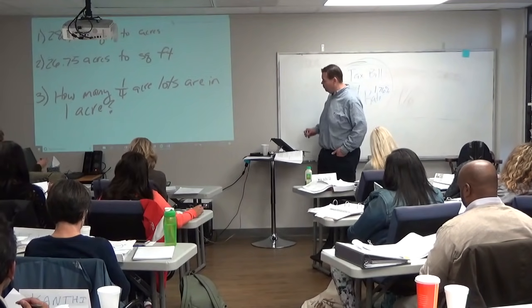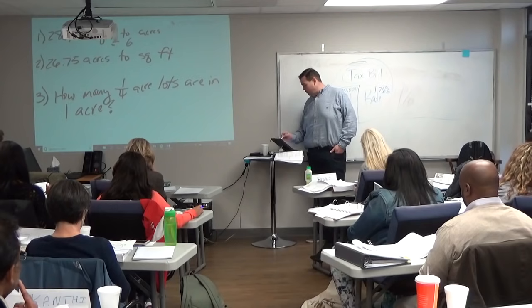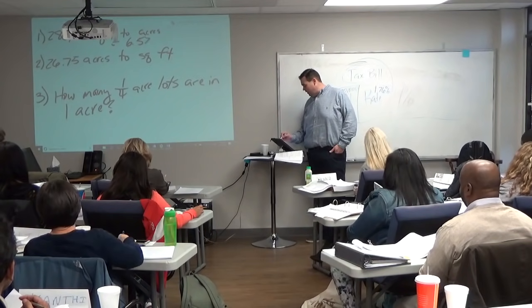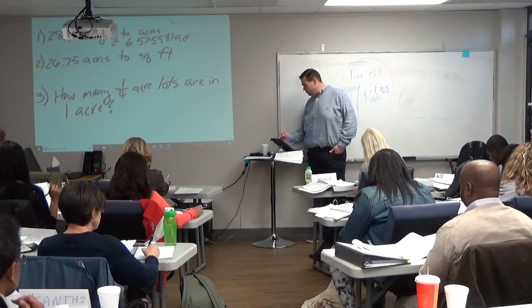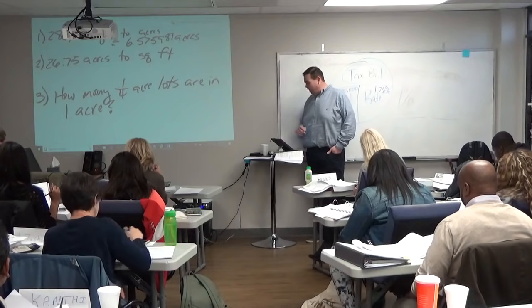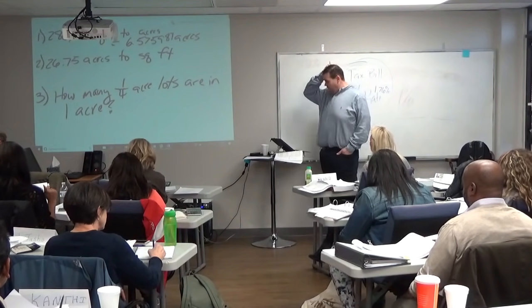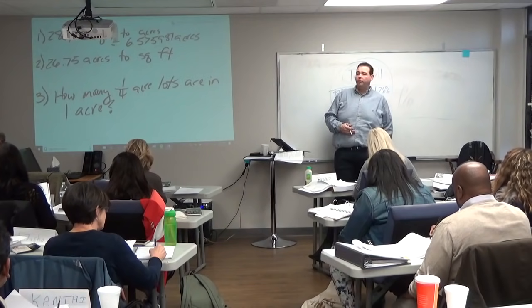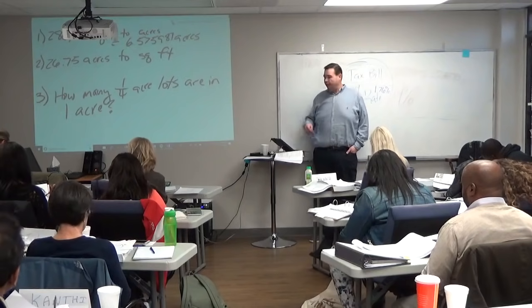So if we divide 286,450 square feet by 43,560, I come up with 6.575981871 acres. Everybody okay with that? Yes. So 6.5759 acres. Everybody all right with that number? Yes. Good.